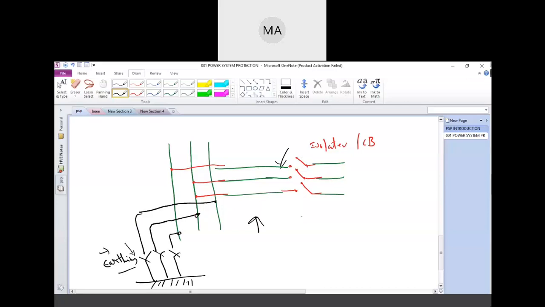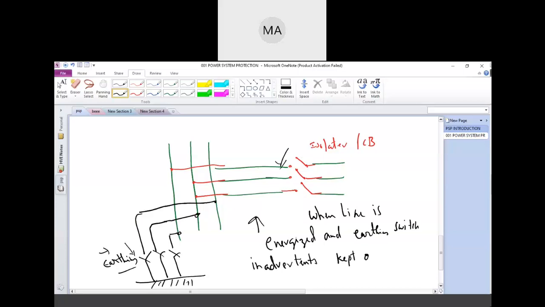So we can say that it occurs when the line is energized and the earthing switch is inadvertently kept on. This is the way symmetrical faults occur.